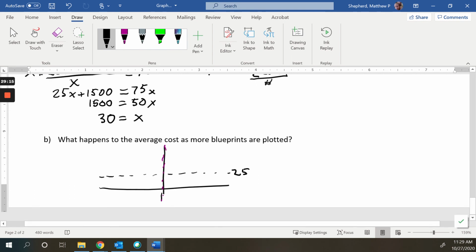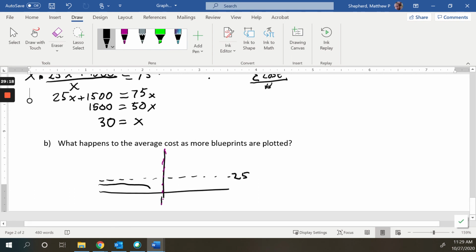Okay, so thinking about the way this graph would have looked, over here we'd have that. Now that doesn't make much sense because this is saying we're printing negative blueprints. So that section of the graph doesn't make much sense. However, over here, we noticed, like what we saw before, if we only made one, the cost was super high. The average cost, if you only print out one, was $1,525. But the more we made, it started coming down. And as we made 30 copies, we were down to an average cost of 75.